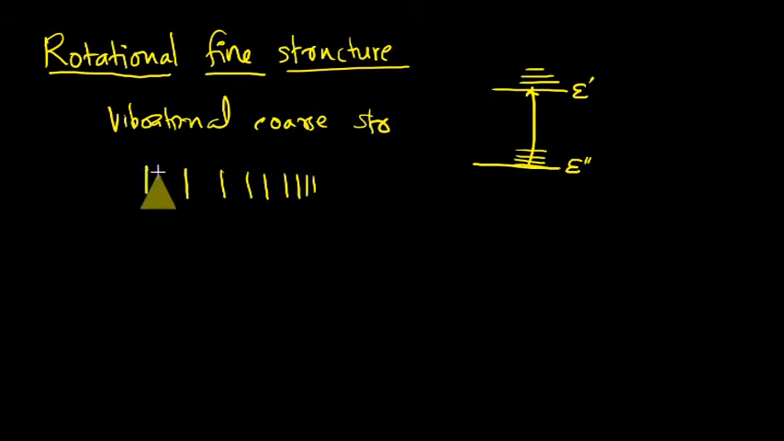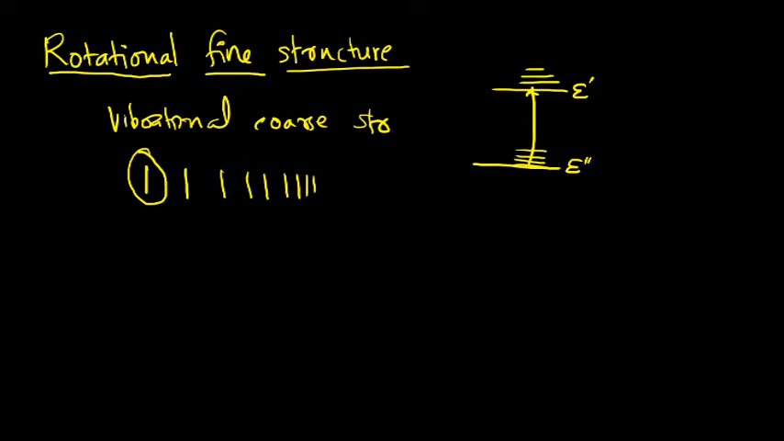So if you are picking one of these lines from the vibrational coarse structure, and then examining it closer, or looking at a high resolution spectrum of it, you can see that each of these lines in the progression is further split into several lines. And this is due to the fact that each vibrational state will have different rotational states inside, or within each vibrational level there will be many rotational levels.